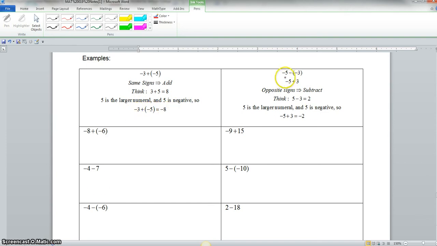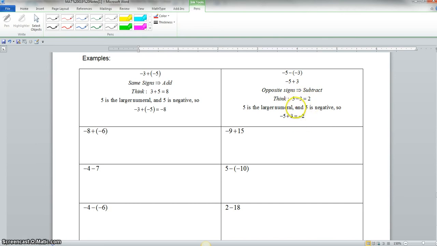Now we come here to the other side. We have a -5 minus a -3. So this will become -5 plus 3 because remember, this is the opposite of a -3, which will give us a +3. Opposite signs, you subtract. So think 5 minus 3 equals 2. Even though this is -5 plus 3, they have different signs, so you would subtract. Just make this a regular subtraction problem. So it's 2. So 5 is the larger numeral, and 5 is negative. So our final answer would be negative.